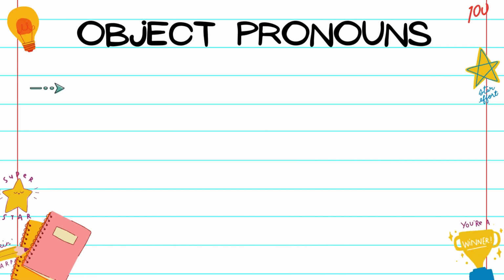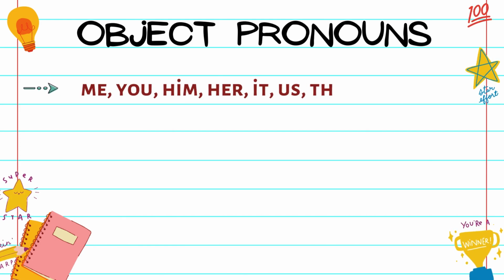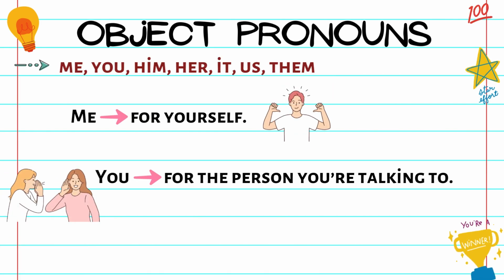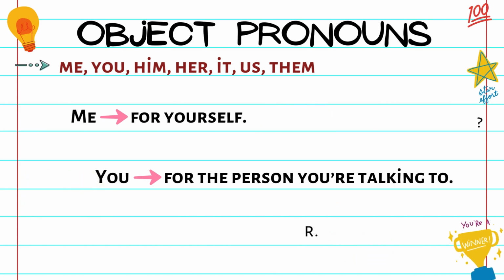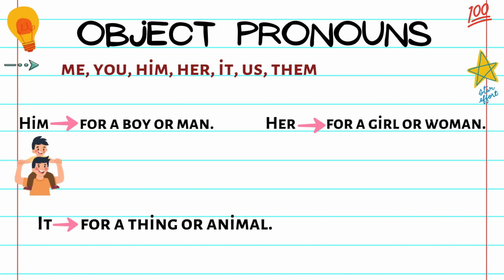These are the words we use when something happens to someone. Object pronouns are me, you, him, her, it, us, them. Me, for yourself. Example, can you help me? You, for the person you're talking to. Example, I'll call you later. Him, for a boy or man. Example, I saw him at the store.